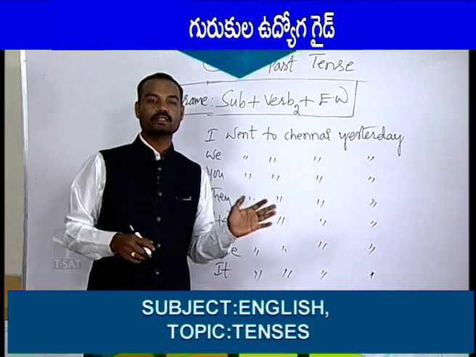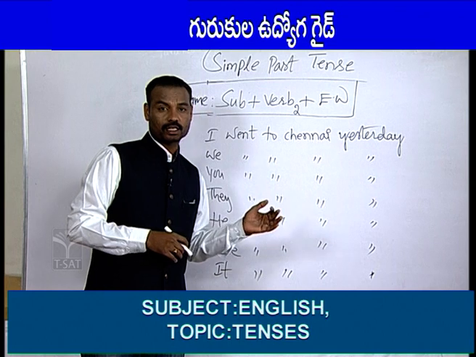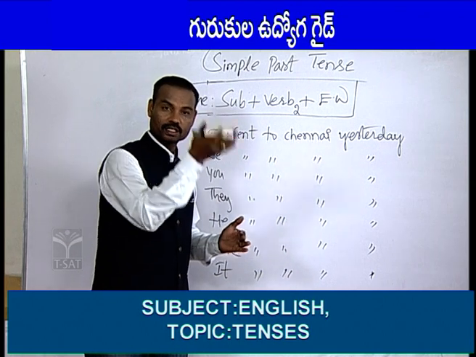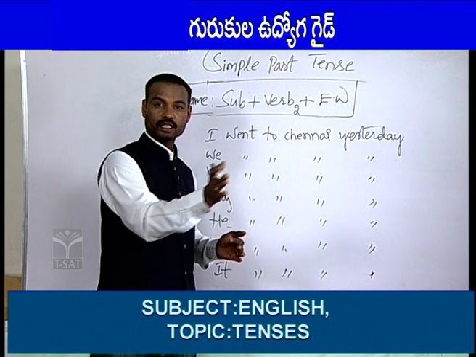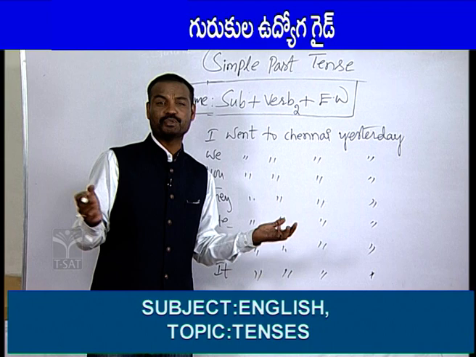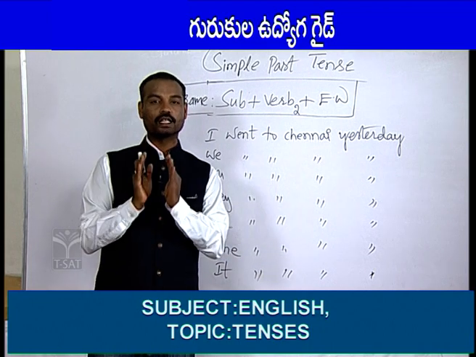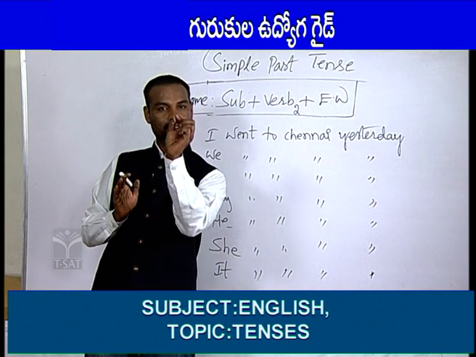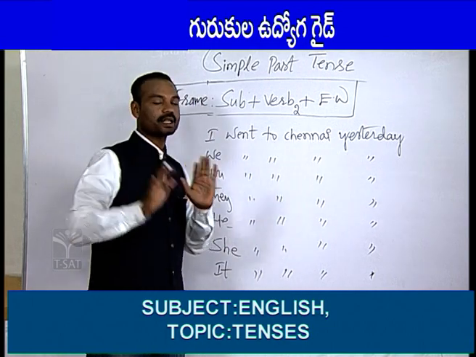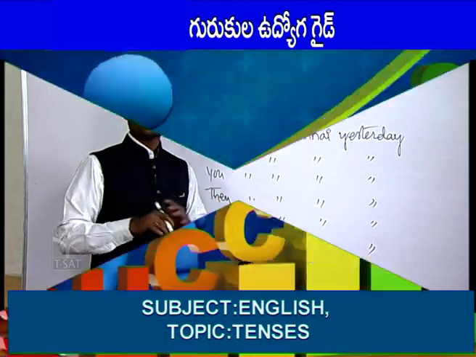Let me tell you one more example. I went to Amaravati last year. We went to Amaravati last year. We went, you went, they went, he went, she went. Srikanth went to Amaravati last year. You can take any subject, whether it is singular or plural. After taking one subject, you must take the second form of the verb, then extra words. So, friends, this is the process of writing sentences in this tense, right?